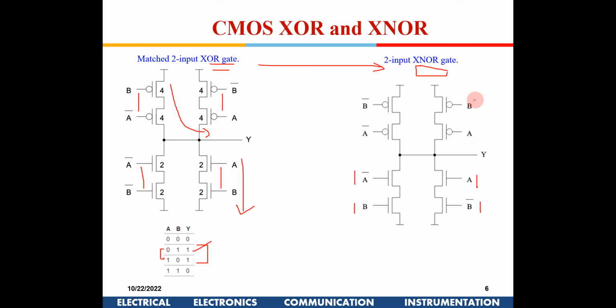Here AB is there in the bottom, here you put AB, and here A bar B bar goes on top, and this B A bar comes in the bottom. So if you swap these inputs in the same structure, you will get XNOR. You can write a truth table and verify that functionality also. So this is how we implement XOR and XNOR with CMOS.